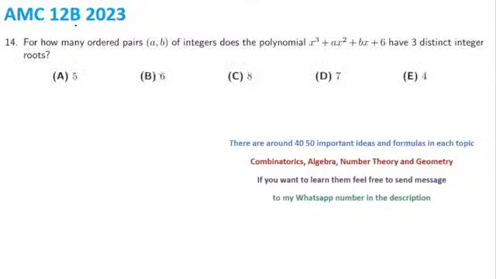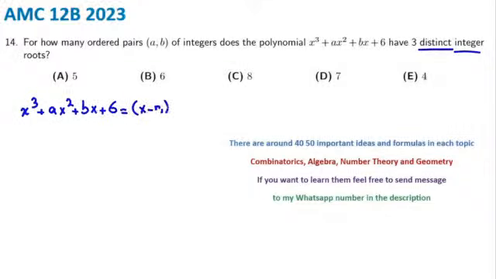AMC 12B 2023, problem 14. For how many ordered pairs A and B of integers does the polynomial x cubed plus ax squared plus bx plus 6 have 3 distinct integer roots? Okay, so then we can conclude x cubed plus ax squared plus bx plus 6 equals (x minus r1)(x minus r2)(x minus r3).